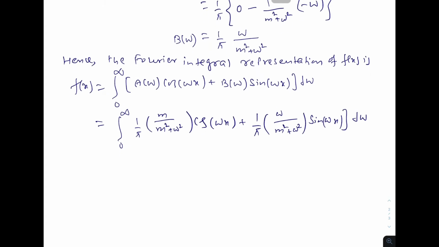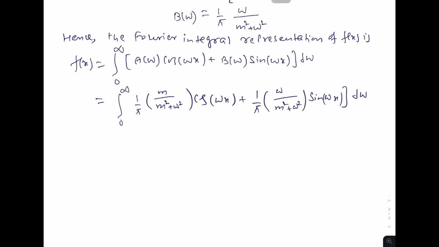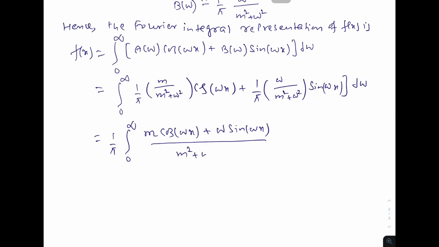Okay, so here omega is the variable, so 1 over pi we can take outside. So this is equal to 1 over pi integration 0 to infinity of (m cosine omega x plus omega sin omega x) over (m square plus omega square) d omega. So that is the Fourier integral representation of f(x).